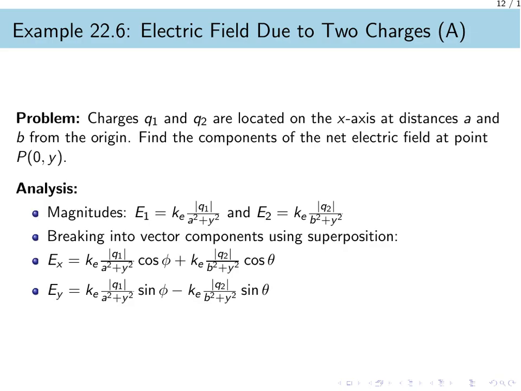Next, we break these vectors into their x and y components. Following the superposition principle, the total x component is the sum of the individual x components, and the total y component is the sum of the individual y components, accounting for the trigonometric angles phi and theta.